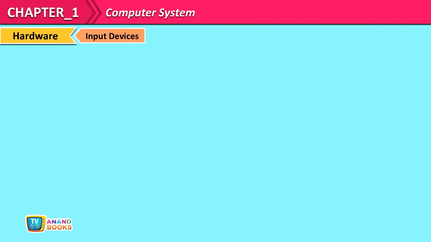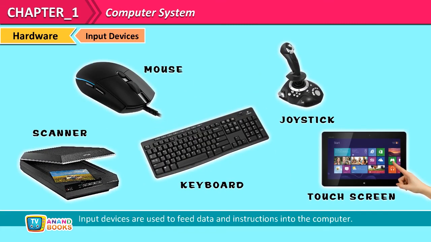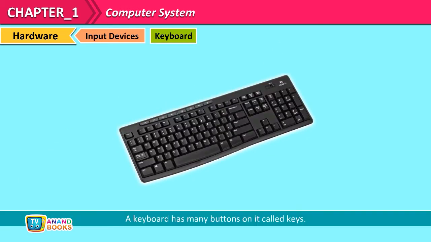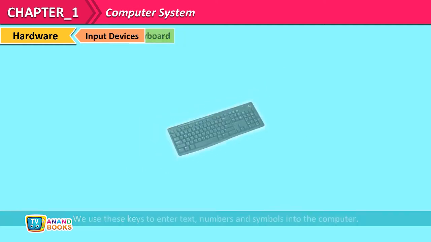Input devices. Input devices are used to feed data and instructions into the computer. Some of the input devices are as follows. Keyboard. A keyboard has many buttons on it called keys. We use these keys to enter text, numbers, and symbols into the computer.